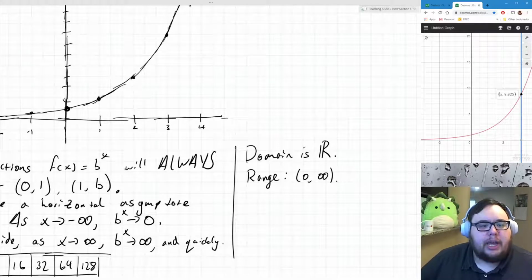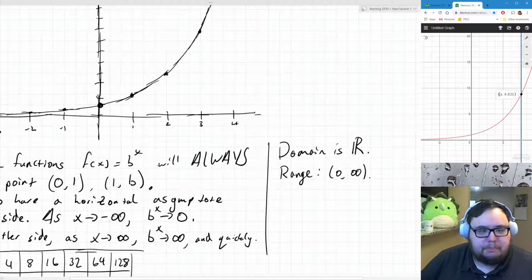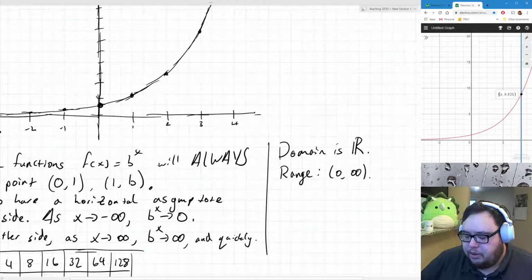Obviously, shifts and reflections and stuff change this domain and range, but for just basic exponential functions, b to the power of something, we have the range 0 to infinity.